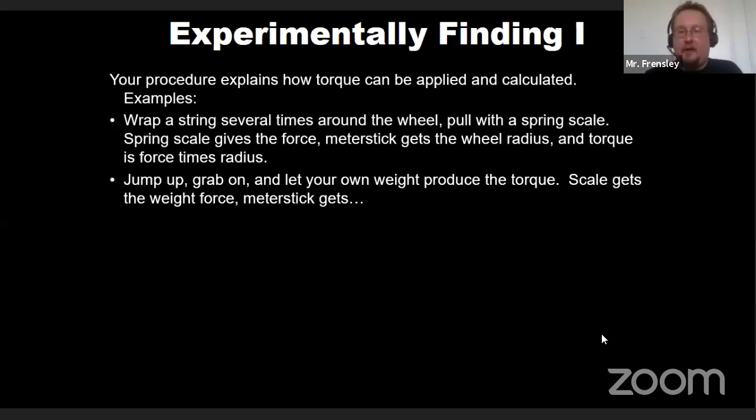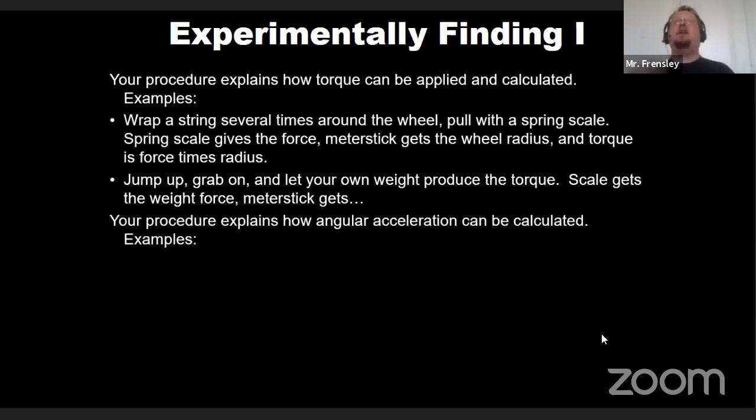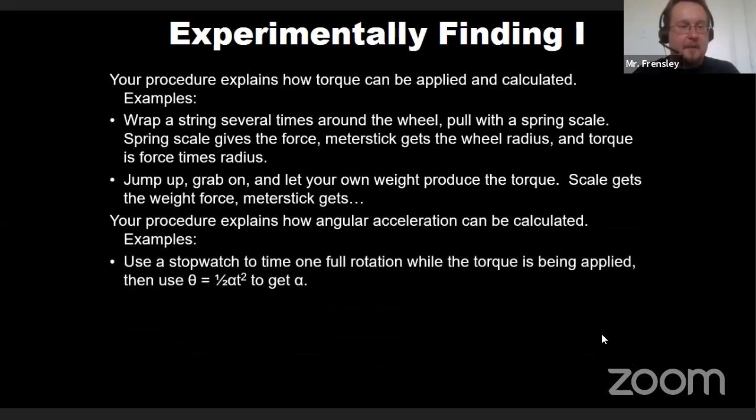So now how are you going to figure out, let's say, the angular acceleration? You needed to mention angular acceleration, right? You could have said, I'm going to time one full rotation while I'm pulling the rope. One full rotation is 2 pi for theta, time how long with the stopwatch, and then do theta equals 1/2 alpha t squared to get alpha.